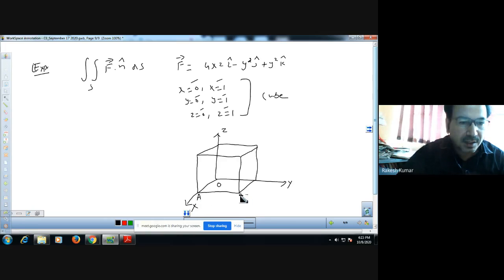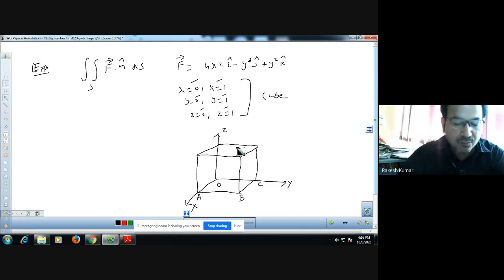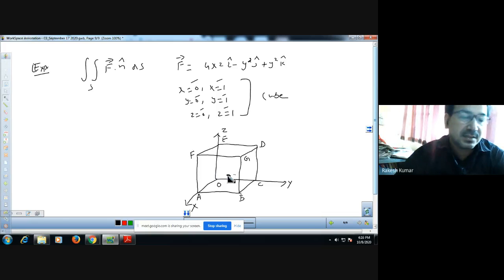This is A, this is B, this is C. So OABC is the ground of this cube, the floor of the cube. And what is the roof of the cube? That is D, E, F, and G. This is the roof of this cube room. This is a square room actually, having 6 faces.